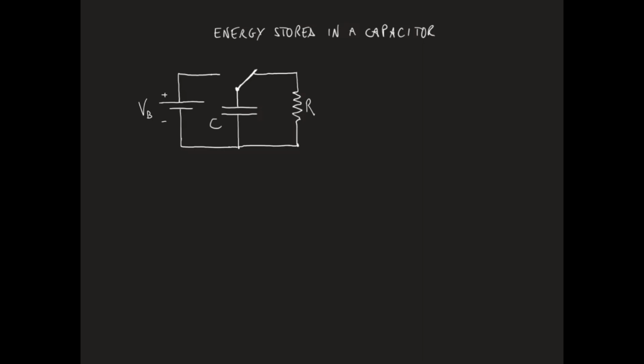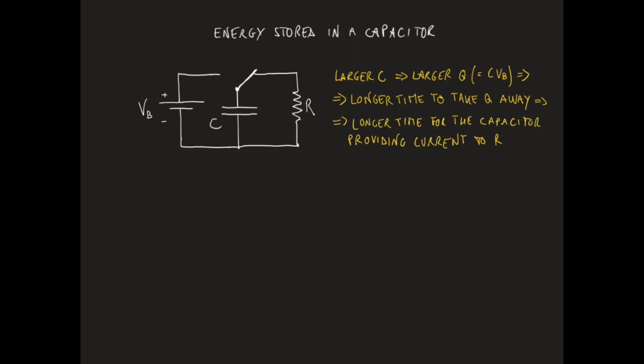Of course, the larger the capacitance, the larger the amount of charge accumulated on the plates when the capacitor is connected to the voltage source, the longer the time needed to take it away from the capacitor and the time during which the capacitor can actually provide current to the load. We will discuss more accurately the time evolution of the current and voltage in a capacitor connected to a resistor in a subsequent video lecture.